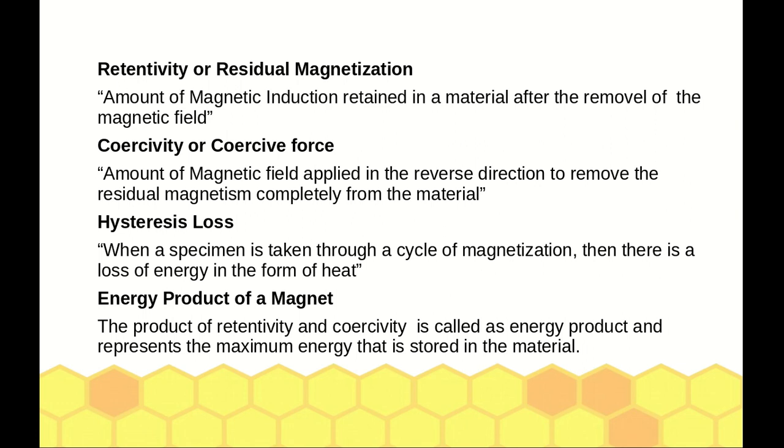And finally, the energy product of a magnet, which means the energy product of a ferromagnet. It is the product of retentivity and coercivity of a ferromagnetic material. This is simply written as the energy product. So energy product is nothing but the product of these two, retentivity and coercivity of a ferromagnetic material, which represents the maximum energy that is stored in a ferromagnetic material.